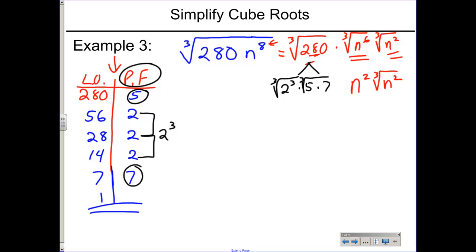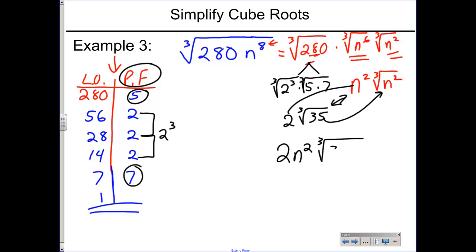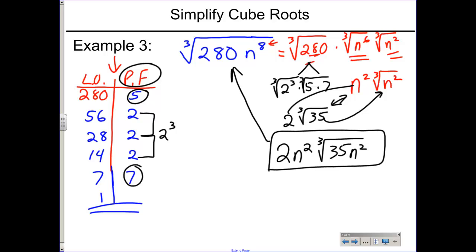So cube root of 2 to the 3rd is just going to give me 2, and the cube root of 5 times 7 is going to give me the cube root of 35. And now I'm just going to multiply these two back together. So the 2 times the n squared is going to give me 2n squared, and the cube root of 35 times the cube root of n squared is just going to give me the cube root of 35n squared. So this is my simplified answer for the original problem.